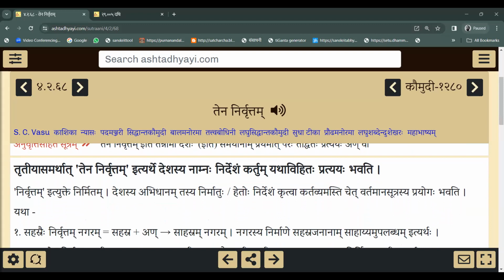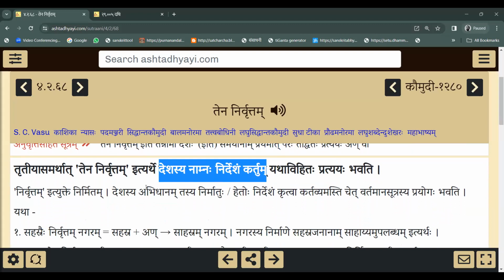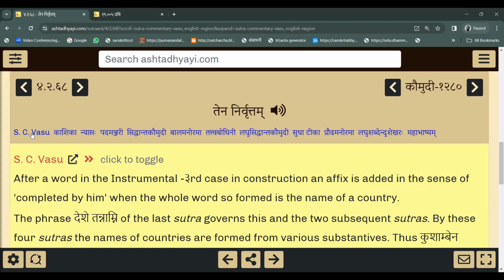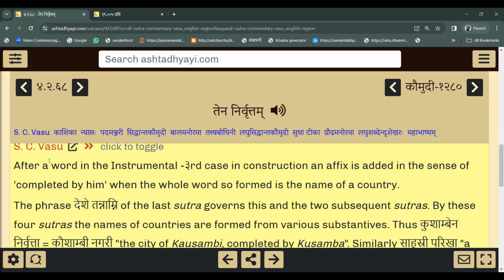This comes under the Tadita section. So by him, by whom, Nirvrittam, Deshasya Namnaha Nirdesham Kartum. Deshasya Abhidanam, the name of the Desha, is added in the sense of completed by him. When the whole word is so formed, it is the name of the country. So Deshasya and all are coming as Anuvritti. So this is added in the sense of Nirvrittam. Nirvrittam means it is accomplished, done, completed by him. Tena, by him, by one, what is completed, and the whole word so formed is the name of the country.